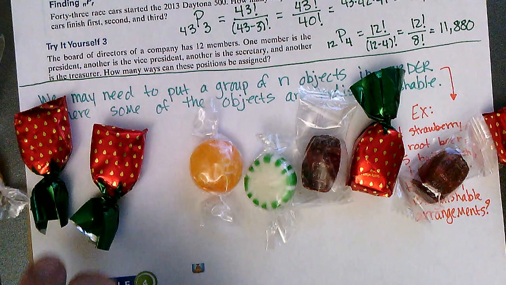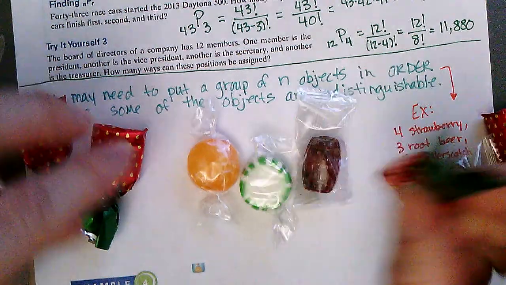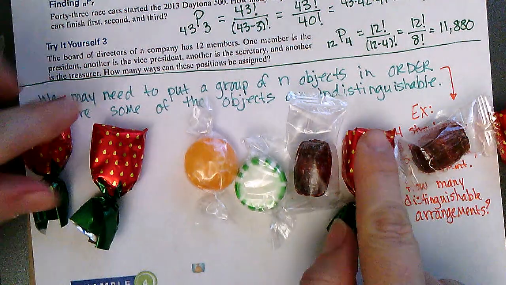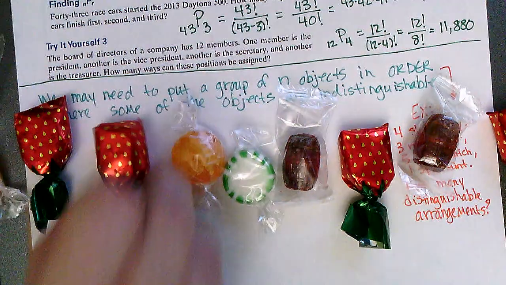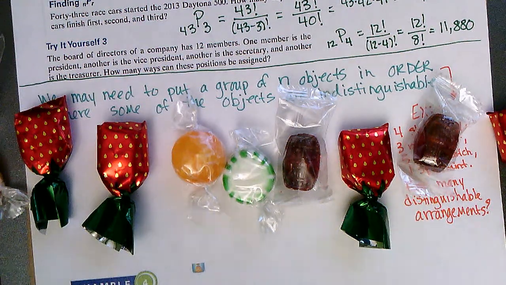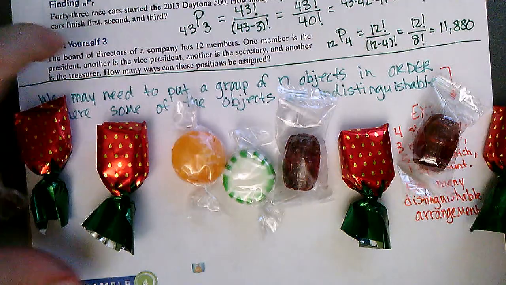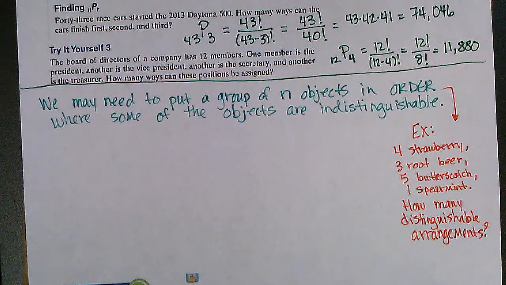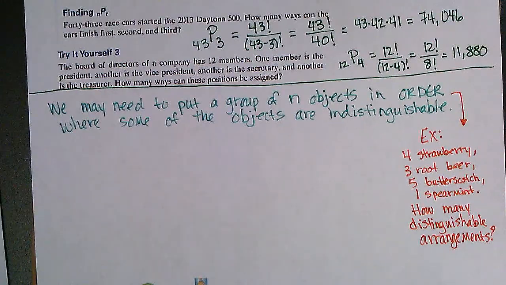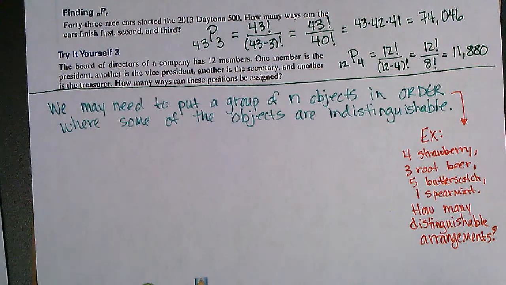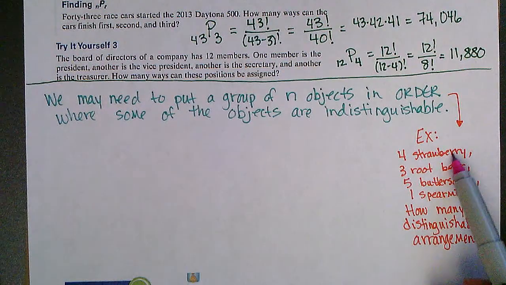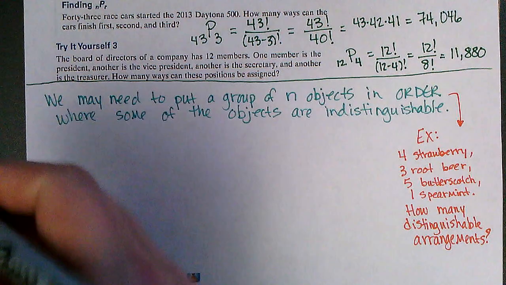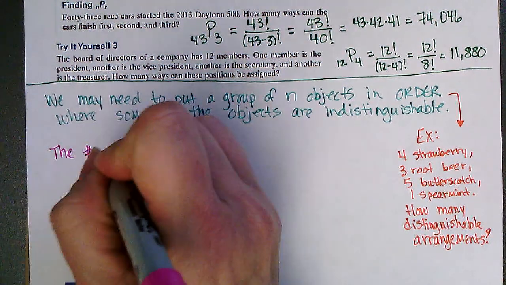But I could not tell the difference between having this order and having this order where I've only switched the strawberry candies' positions. So we need a formula for that. The formula for the number of distinguishable permutations, that means order arrangements you can tell apart, of n objects when there are groups of different types. So like 4 strawberry, 3 root beer, 5 butterscotch. So there's going to be a formula for that.